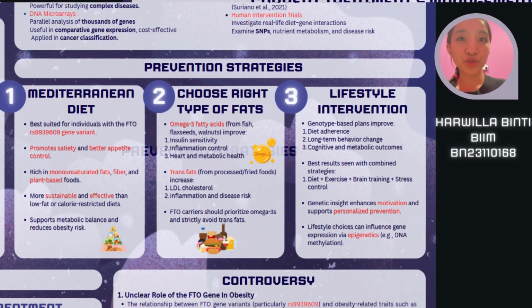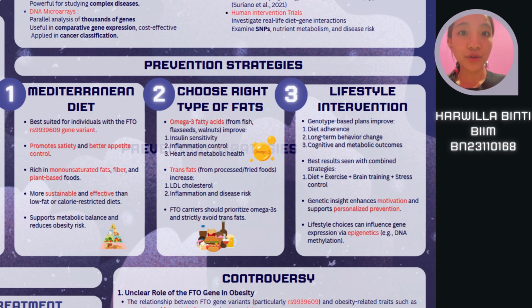Thank you. Moving on to prevention strategies, there are a few diets mentioned, but the most appropriate one is the Mediterranean diet, because it is best suited for individuals with the FTO gene variant, as it promotes satiety and better appetite control. It is also a diet that is rich in monounsaturated fats, fiber, and plant-based food, and it is also more sustainable and effective than low-fat or calorie-restricted diets. It also supports metabolic balance and reduces obesity risk.